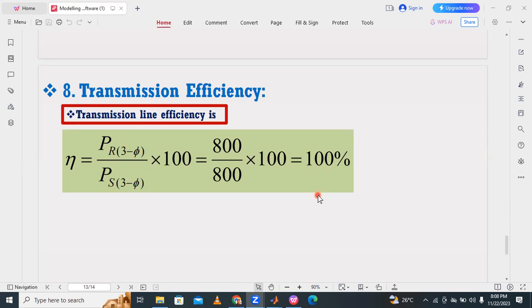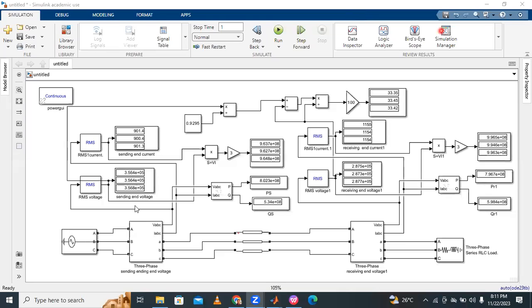This can be simplified by using MATLAB Simulink. I already explained how to design each block in the short transmission line. So here the long transmission line is already designed. From each and every block we can understand.